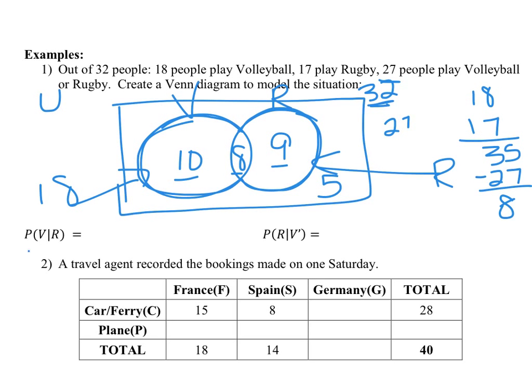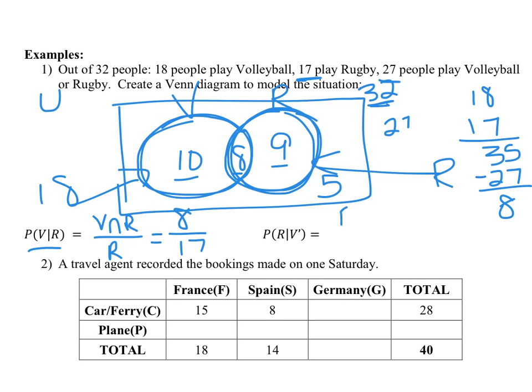So they want to know the probability of V given R. Now, I don't know the probabilities here, but I can figure out the how many. So I want V and R, the intersection, over how many total are in R. V and R, we just figured out that it's 8. Rugby, well, it tells us up here 17. Remember, we want the total that play rugby, all of them put together, not just rugby only. That wouldn't even make sense. Okay, so that's how this works.